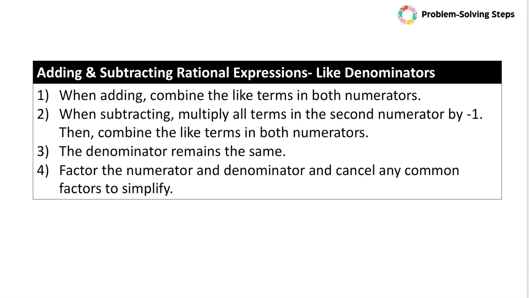When you're adding, you're just going to go ahead and combine the like terms in both numerators. When you're subtracting, we need an extra step. What we're going to do is multiply all the terms in the second numerator by -1, because remember, it's kind of like when we subtract polynomials. Remember, we switch it to addition and then add the opposite. Then we're just going to combine like terms and the denominator will stay the same. And remember, we always have to simplify our final answer, because in simplifying rational expressions, what we did is factor everything and cancel any common factors we had left.